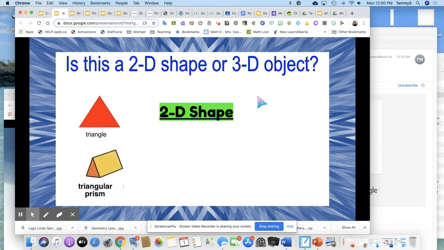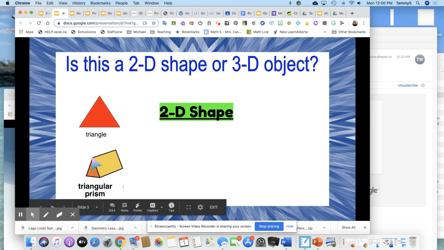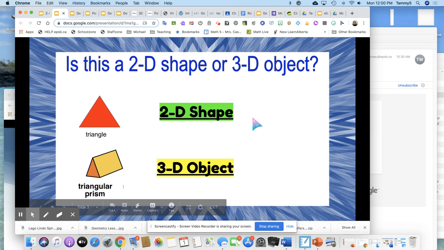How about this triangular prism? Hopefully in your head you're thinking, hey, this could fit in my hand. It's not flat. It's got a length, a width, and it's got height. It kind of looks like a tent. This is a 3D object. Hopefully this helps you grade 3s to distinguish between 2D shapes and 3D objects.